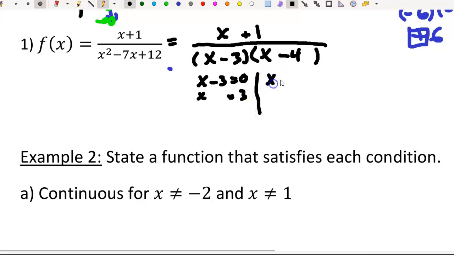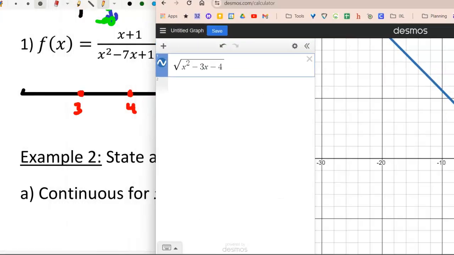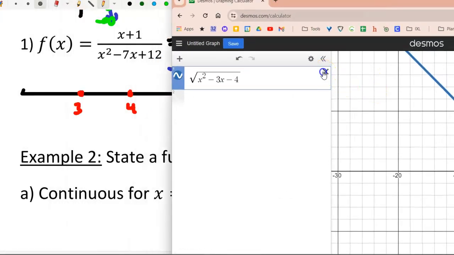And where does x minus 4 equal 0? Right, x equals 4. So we know we're going to have some asymptotes there, right? So, but what's happening in the middle? So you go through there and say, well, 3 and 4. And we can verify without a graph, but just for kicks, right, we can go over here and graph it just to get a sneak peek. Why not?